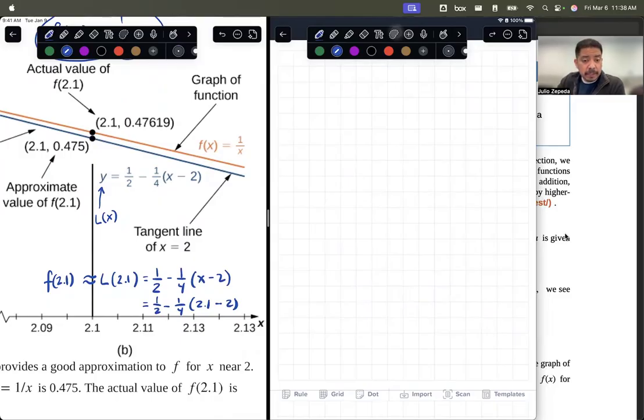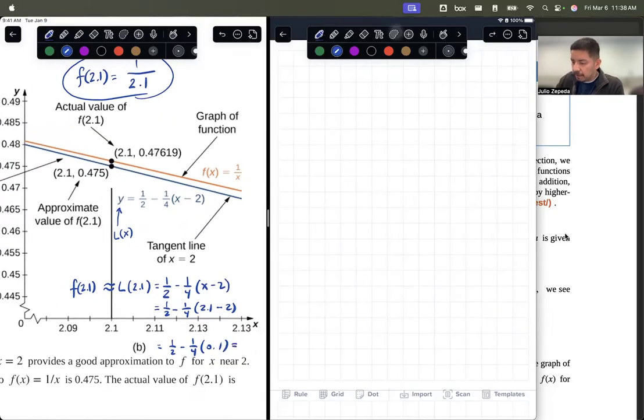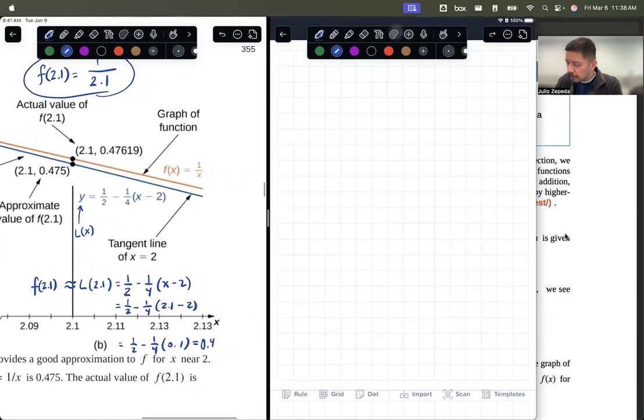Okay, and I won't compute it. We'll do some examples in just a moment. But you could figure this out. 1/2 minus 1/4 of 2.1 minus 2, that's 0.1 or 1/10. Then you multiply the fractions, subtract, and then you've got your approximation. Okay, so let's take a look. Actually, they even do this right here. The linear approximated value ends up coming out to 0.475, it looks like. It says it right here.